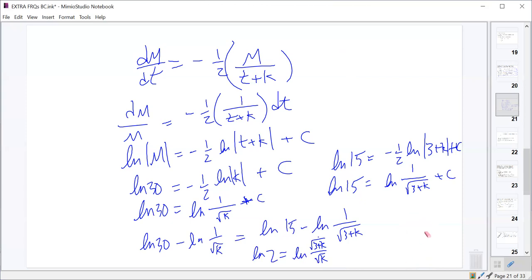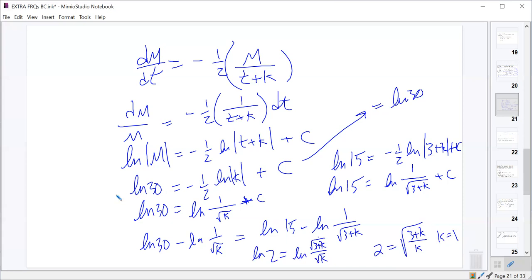And then from there, we just need to figure out what makes 2 equal the square root of 3 plus k over k. Well, it sure looks like that'd be a value of k equals 1. And so 3 plus 1 over 1 is 4, and the square root of 4, you get 2. And so k is 1. And if k is 1, then we can go back over here and find that the constant c equals the natural log of 30, because the natural log of 1 is 0. That cancels out, and you get a constant of natural log of 30.